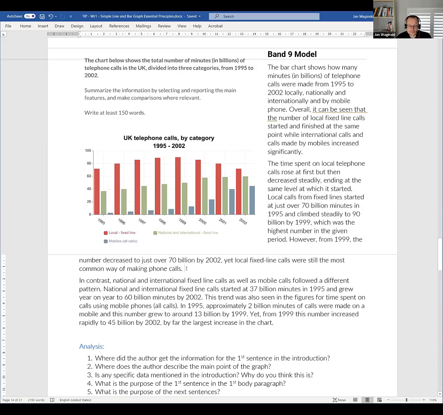Yes. So this would be the significant statement, right? Despite all this, this is the pattern I want to talk about. They're still the most common way of making phone calls, and you're absolutely right. Yes, the significant statement, even though this was the lowest, it showed the largest increase. Yeah, good writing has parallels in its structure. It helps the reader to understand.